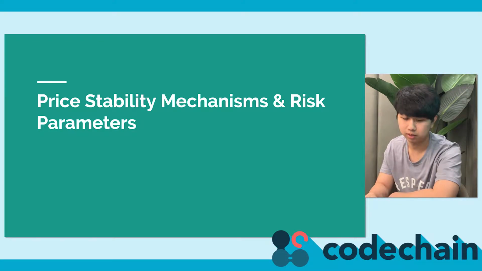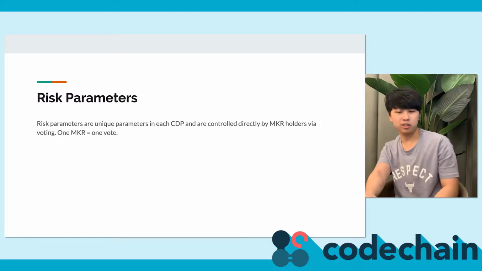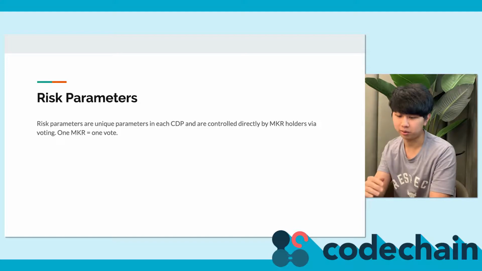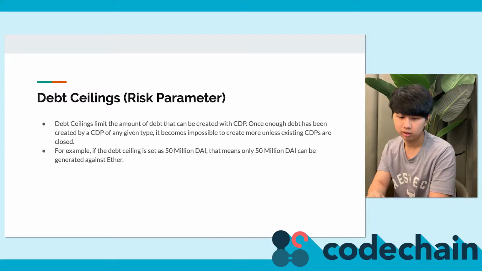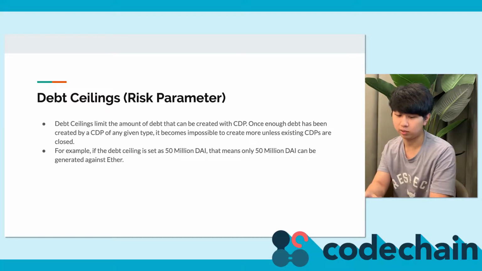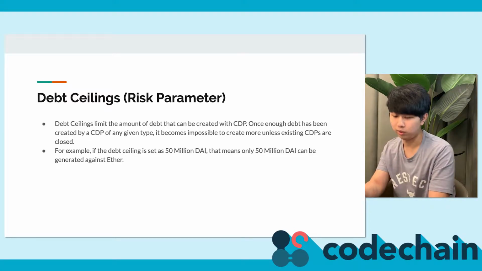Price stability mechanisms and risk parameters. There are things called risk parameters, which are parameters in the CDP. Each risk parameter is unique to each CDP, and they're controlled directly by the Maker holders, and one Maker token equals one vote. A debt ceiling is one of the risk parameters. It limits the amount of debt that can be created with a CDP. So for example, if the debt ceiling is set at 50 million DAI, that means only 50 million DAI can be generated against the Ether in the entire system.